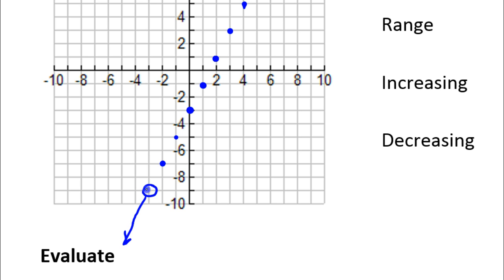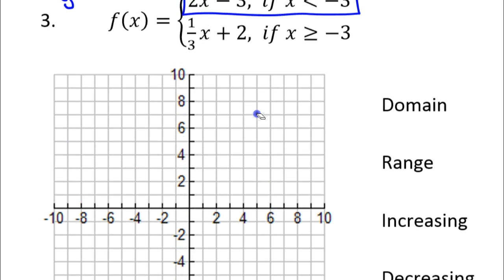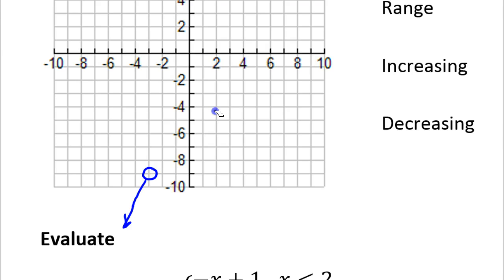Okay, so I drew the part that's to the left of negative 3. So I can actually erase all the rest of this, because this is the part that's to the right of negative 3, and that's not what we wanted. Okay, so that's what that piece is going to look like.